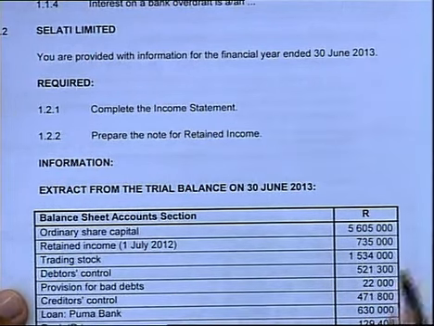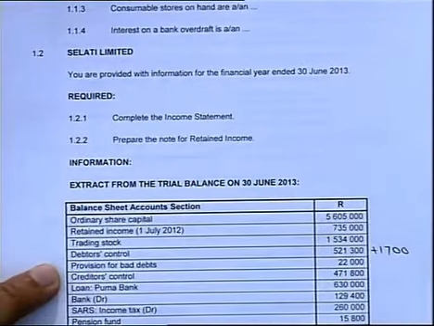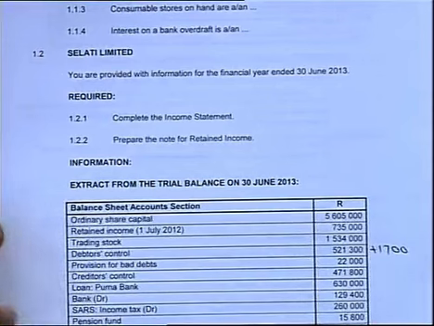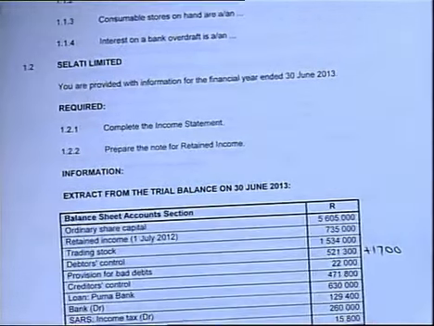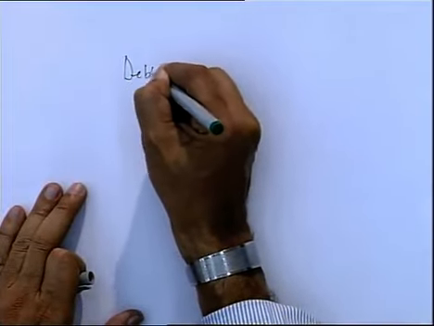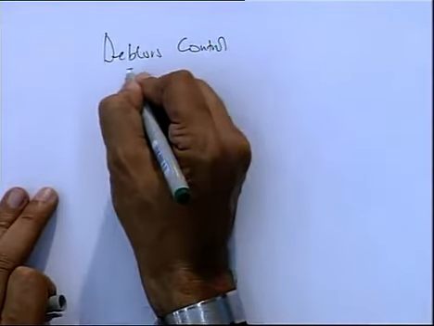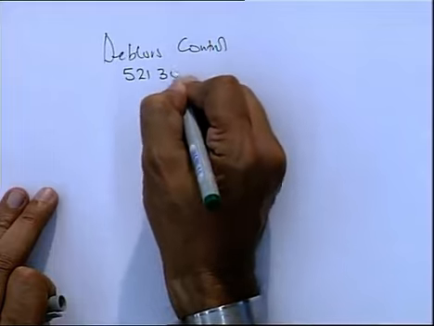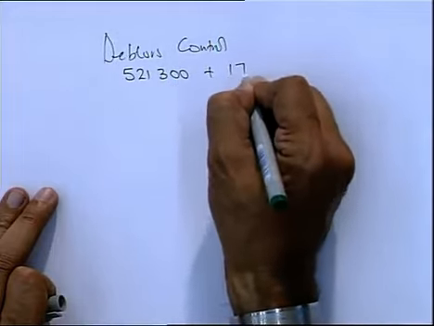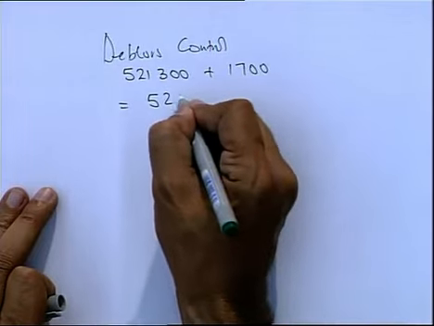So to correct the error, we have to add 1,700 to the debtors control. So the balance or the total of the debtors control will be 521,300 plus 1,700, which gives you 523,000.